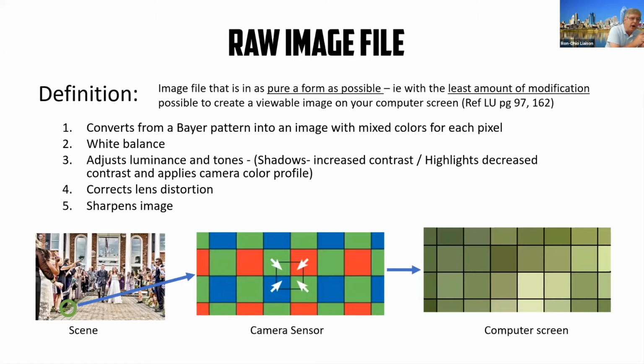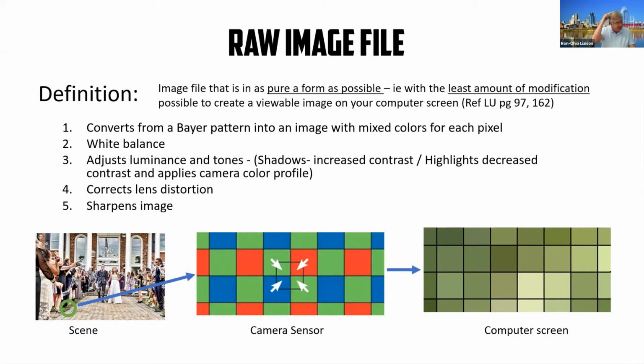Definition: what is a raw image? It's an image that is in as pure a form as possible, i.e., with the least amount of modification possible to create a viewable image on your computer screen. That's from pages 97 and 162 of your London and Upton book. Now, what does as pure a form as possible mean?